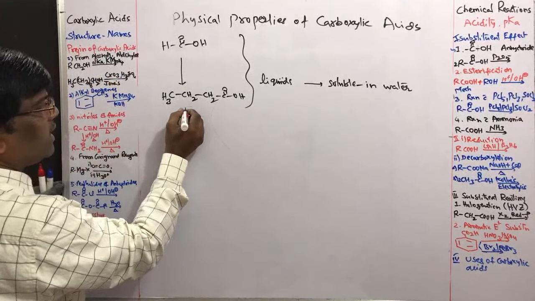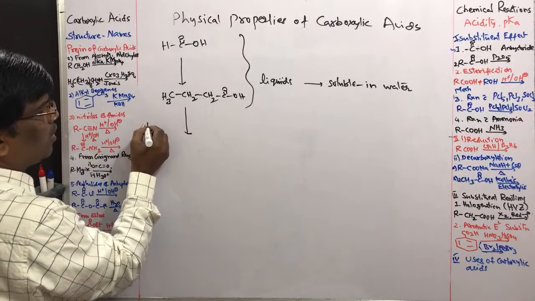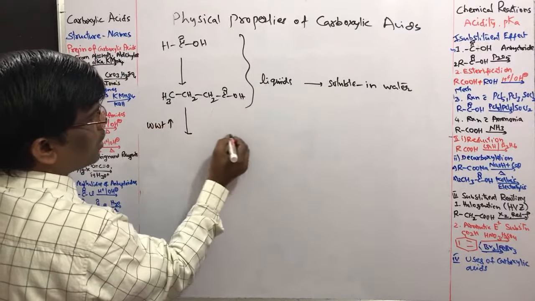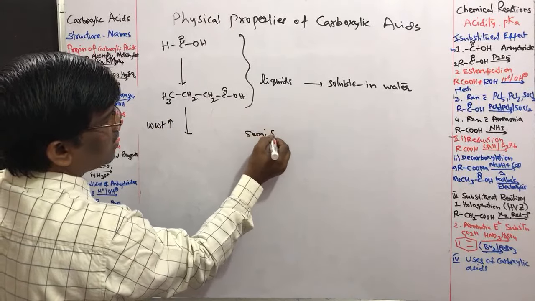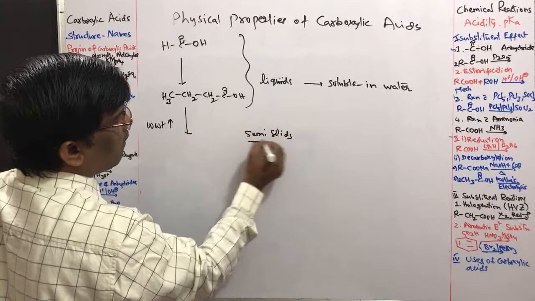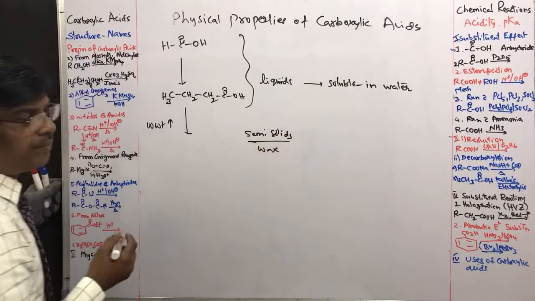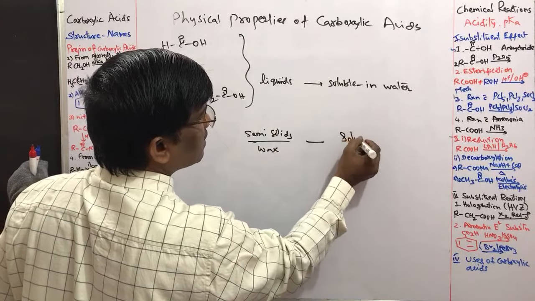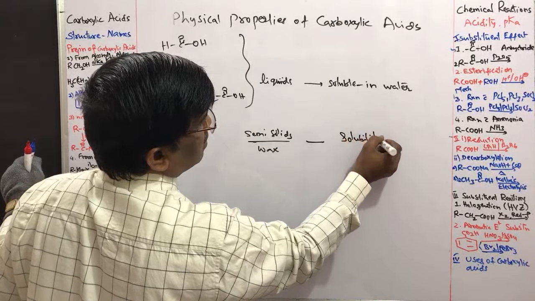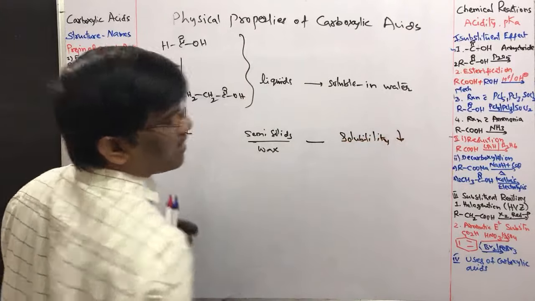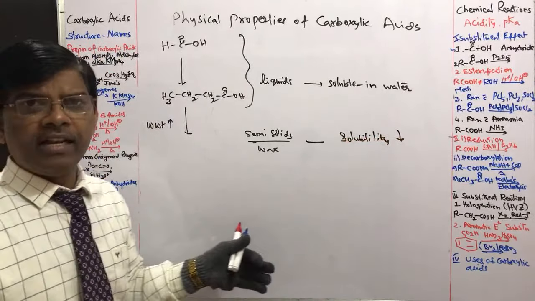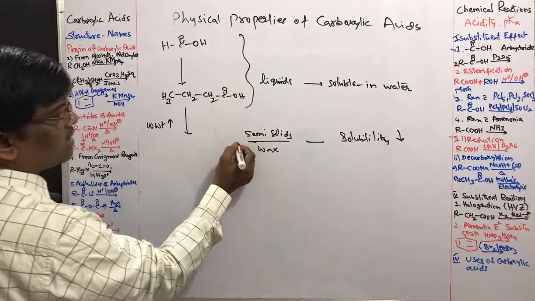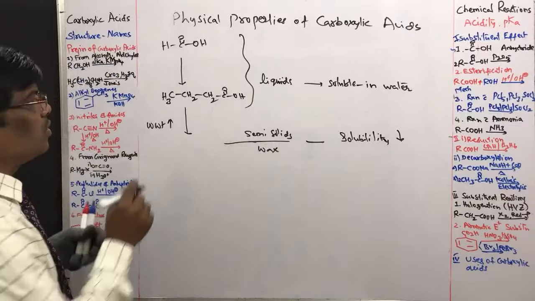And as molecular weight increases, these are going to be semi-solids or wax-like compounds and the solubility decreases. Sparingly soluble or maybe sometimes they are not at all soluble. So this is semi-solids. And these are aliphatic.